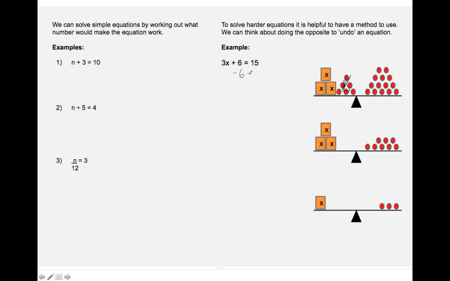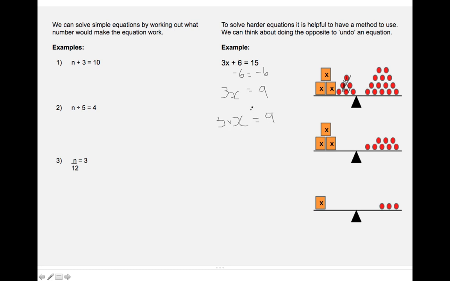Whatever I do to one side of the equation, if I took those away, it would tip, wouldn't it? I need to take it away on that side as well. So if I say 3x plus 6 take away 6, I have 3x. If I say 15 take away 6, I have 9. So now I know that 3x is 9. So 3 times x, you don't need to write this out, I'm just doing it so you can see, is 9.